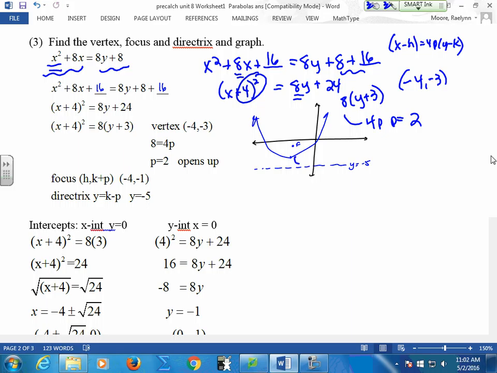Here's my vertex. P is going to move up. It's going to change to y. So I keep my x for my focus point. And I add 2 to -3. Brings me to -1. That's my focus point. I drop down 2. So now my y is at a -5. And there's my directrix.